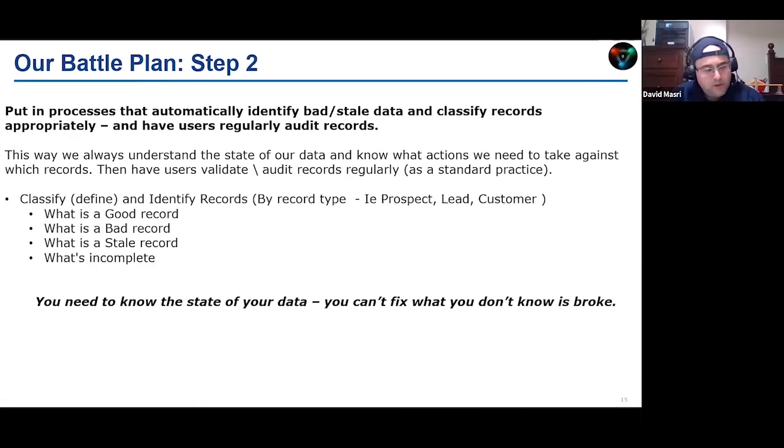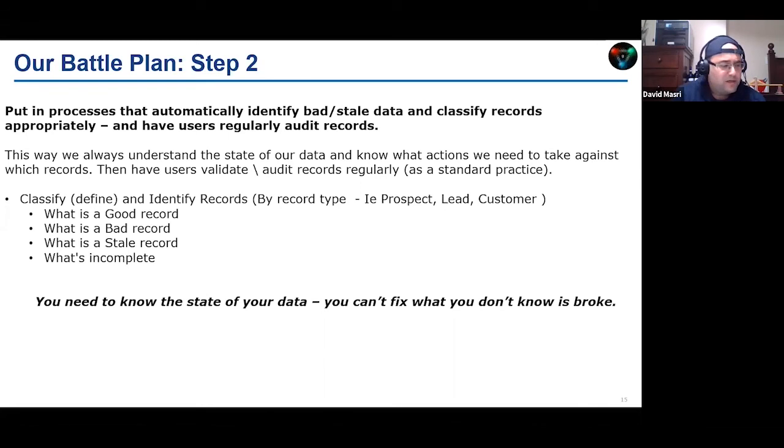Step 2. So step 2 is, we're going to put in processes that automatically identify bad or stale data, and then classify them appropriately, and then have our users essentially audit those records and update them, right? So we should always know the state of our data. We should know which records are quote unquote good, which ones are bad, what is stale, what is incomplete, right? And to do this really is really not that difficult, right?